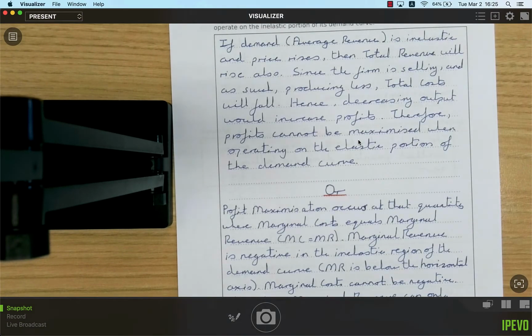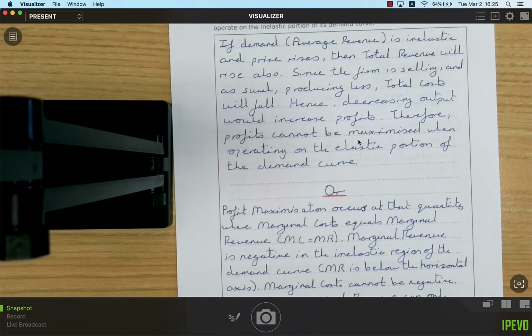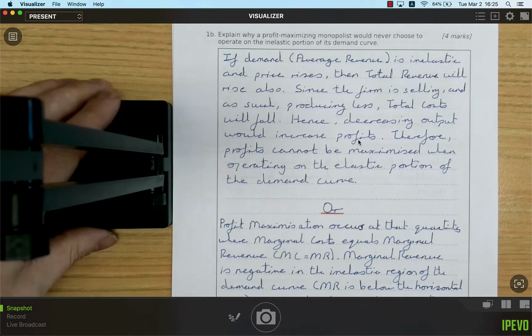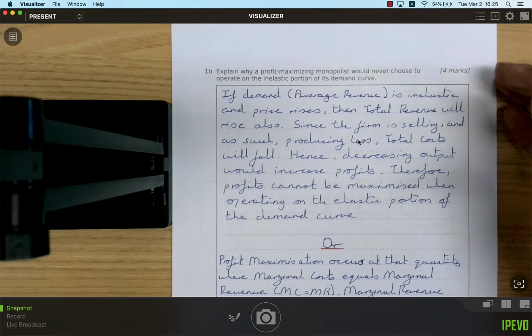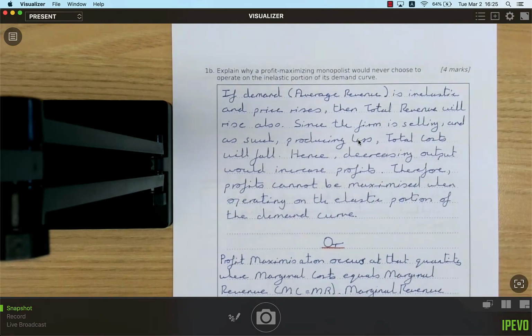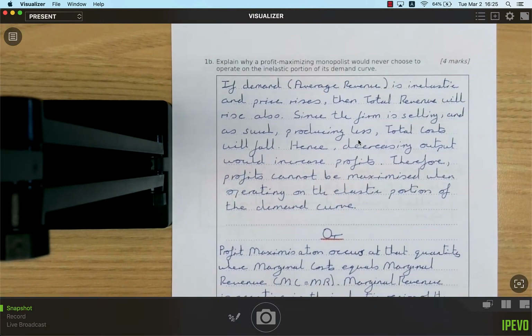Now, the next thing, which I know we have covered before, and again, forgive me as I adjust the document camera, I know we have covered it before, but I suppose there's no harm in going over it again. Explain why a profit maximizing monopolist would never choose to operate in the inelastic portion of its demand curve.